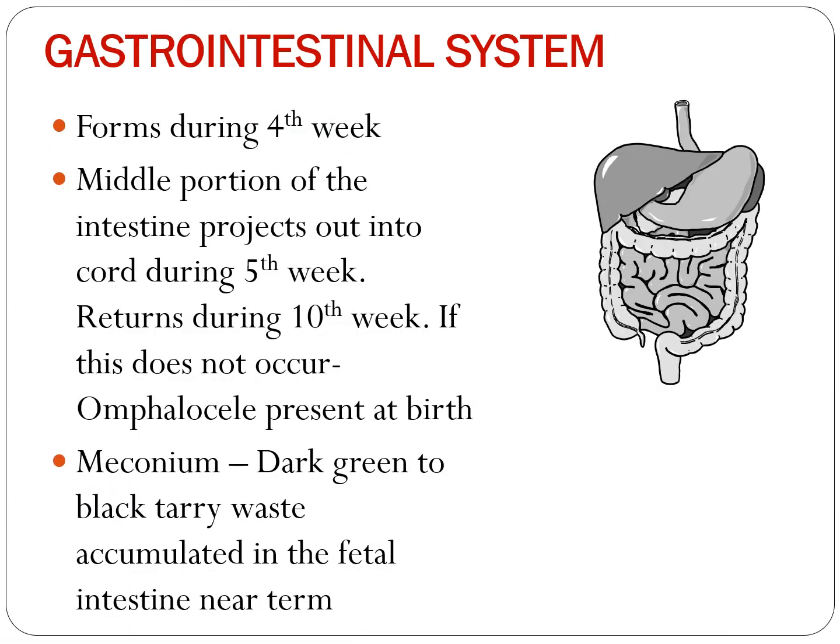The gastrointestinal forms during the 4th week. Okay, so this is the middle portion of the intestine out of the cord during the 5th week, returns during the 10th week. If it is not, there could be the omphalocele present at birth. So ito yung mga congenital anomalies. Meconium, a dark green to black tarry waste accumulated in fetal intestine near the term. So pag nagkaroon ng meconium staining, it means stress yung ating fetus, and that is not a good prognosis. Pag nag-fetal stress, the fetus could be compromised.